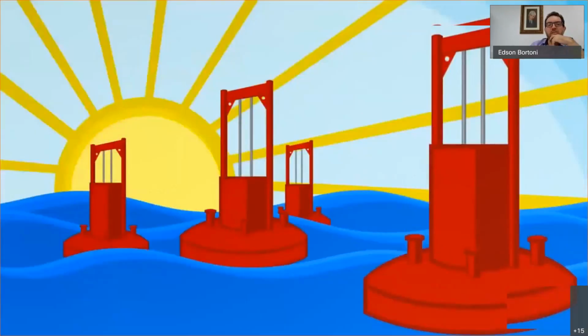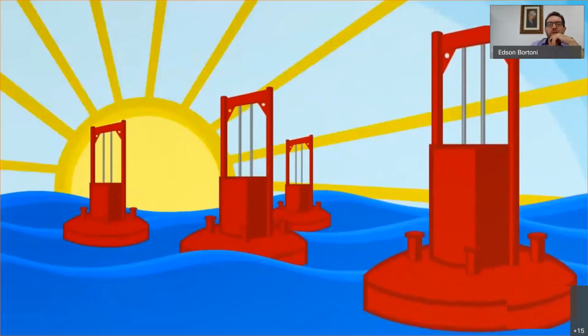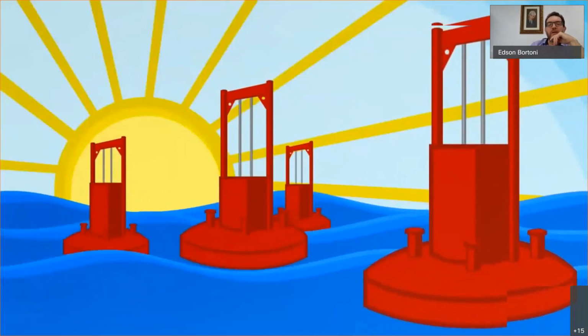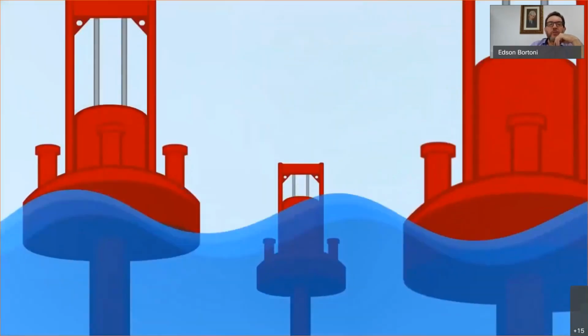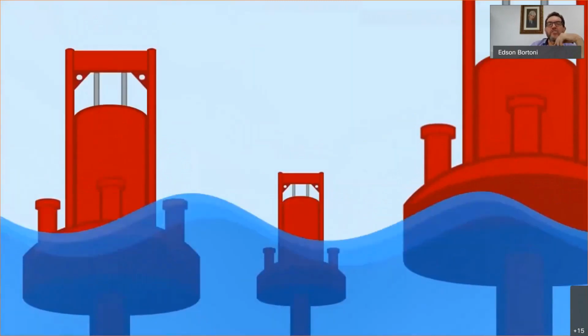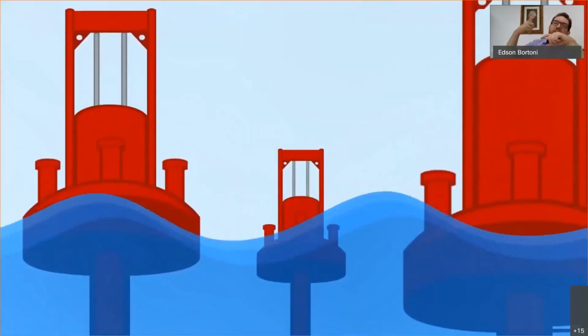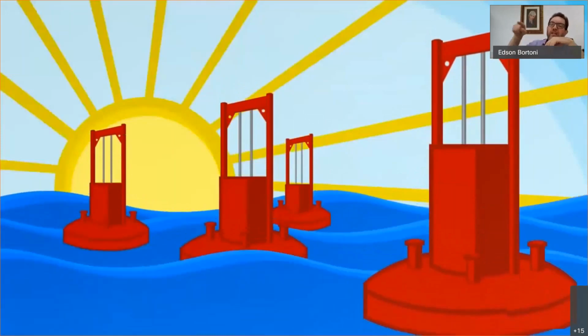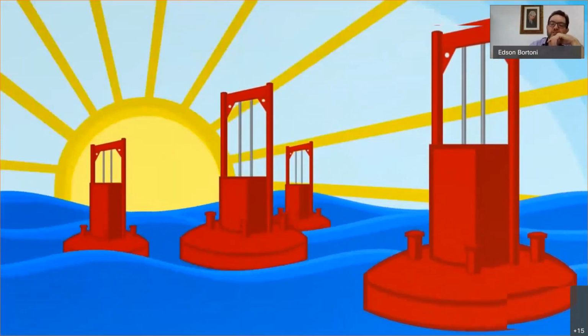Here as a point absorber, here we have linear generators. So instead of having rotating generators, you have linear generators.